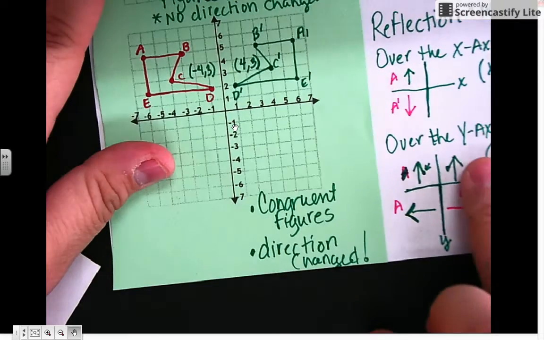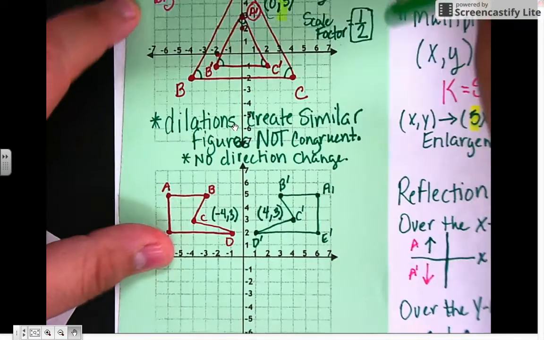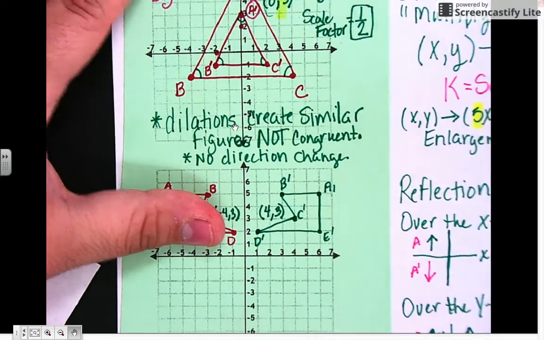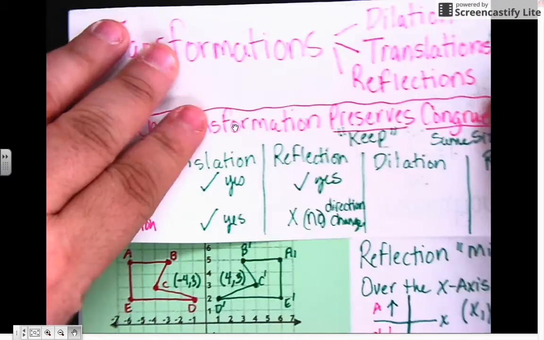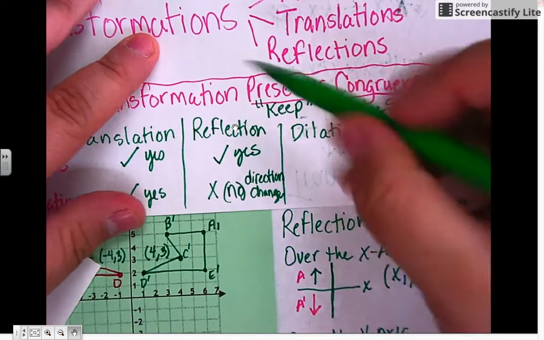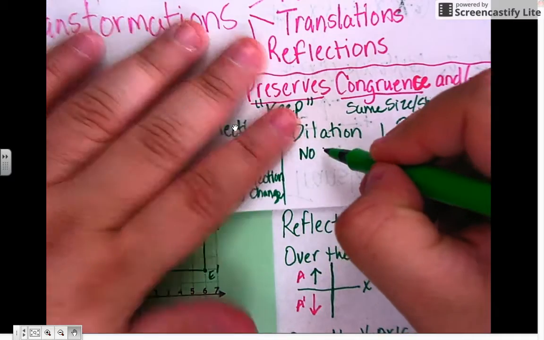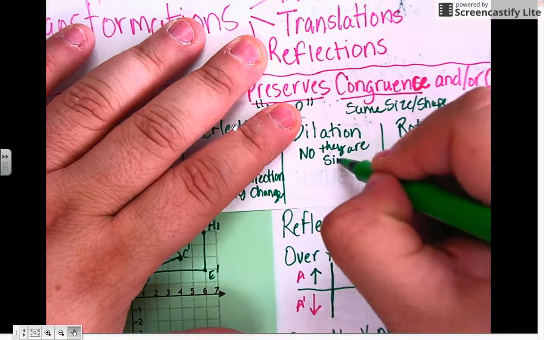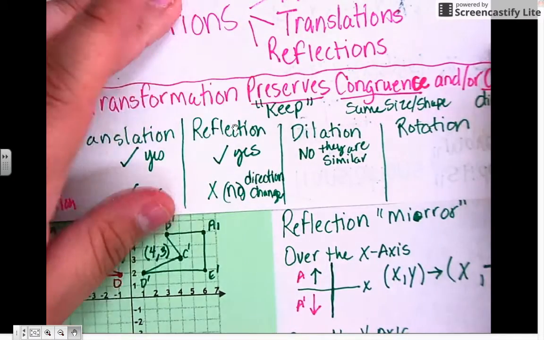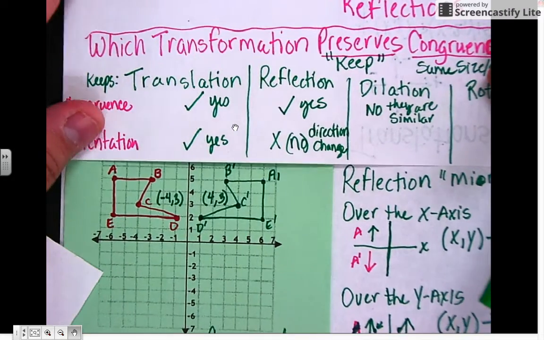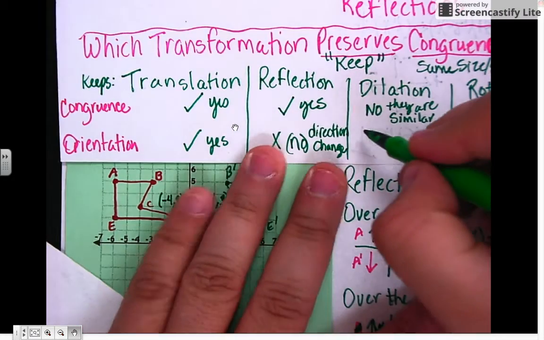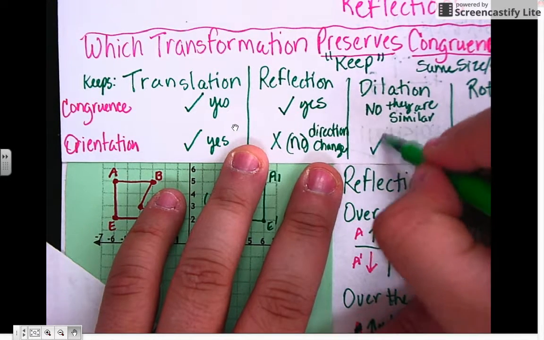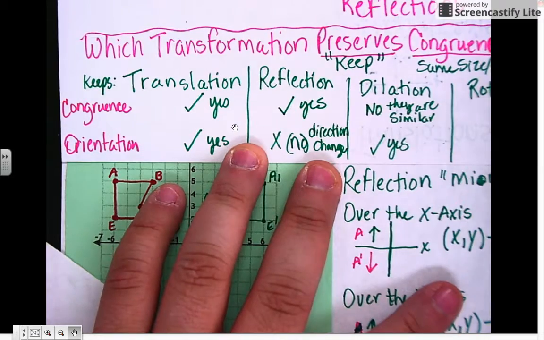We were just talking about dilations and how dilations create similar figures, not congruent figures, but the direction did not change. It does maintain orientation. That means that the direction will not change. So for dilation, does it maintain its congruence? No, it creates a similar shape. And then orientation, does it keep the same direction? In this case, we're going to put a check. Yes, it does. The direction does not change.